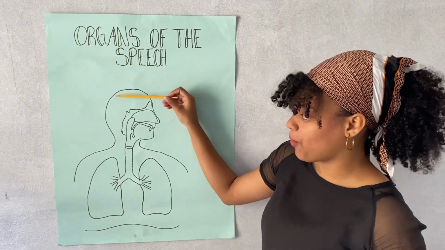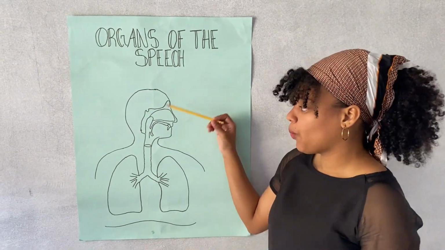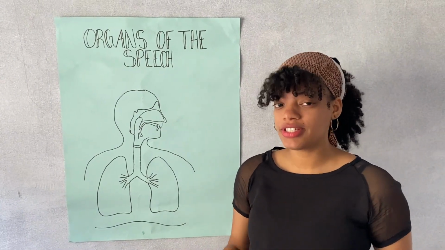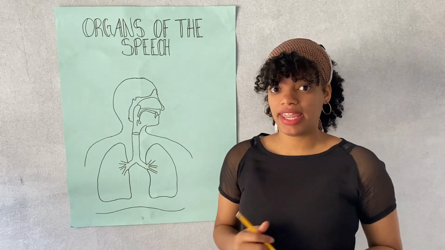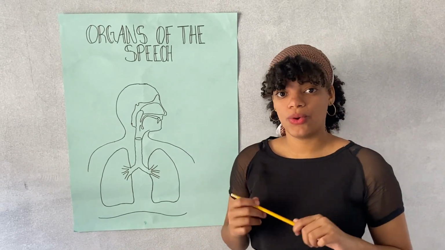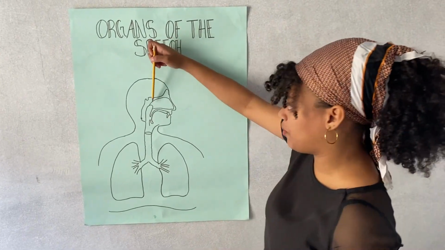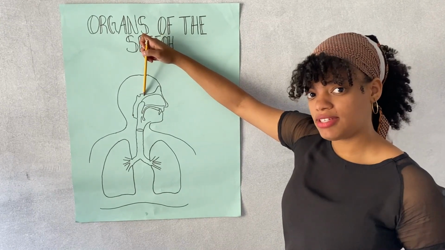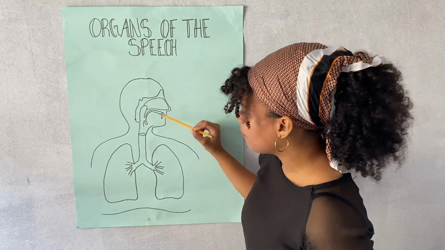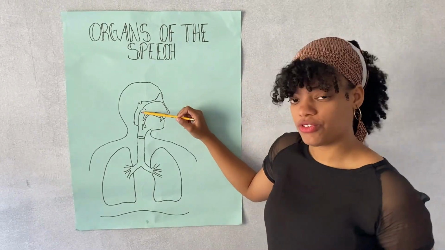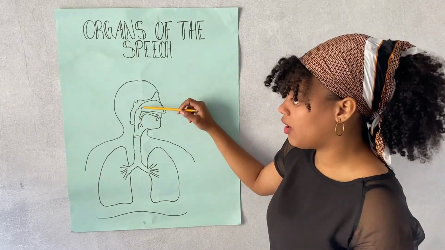Then we have these organs right here. They are divided in two different categories: fixed articulators and movable articulators. The fixed articulators are those that cannot move, and the movable are those that we can move. For example, the hard palate, located right here, is a fixed articulator because we cannot move it when we are speaking. But then we have the soft palate right here, also called velum. This is a movable articulator because we can move it.